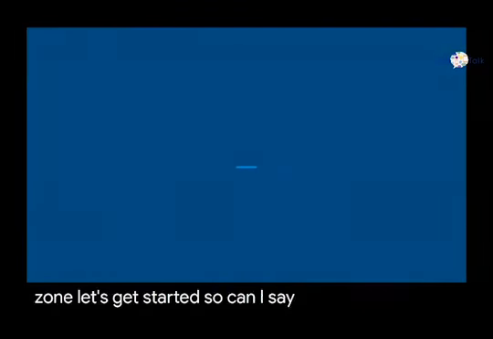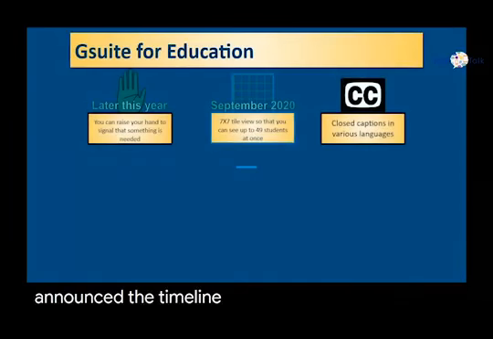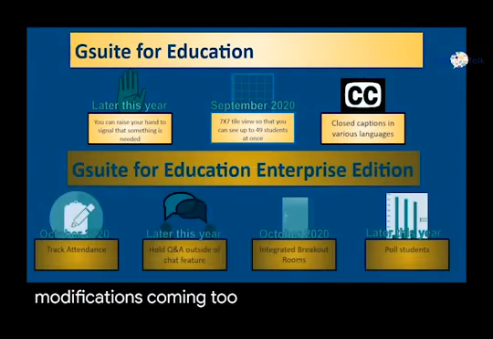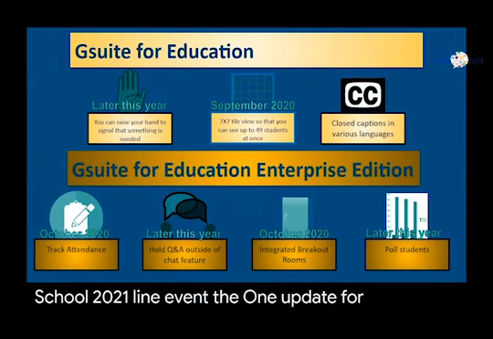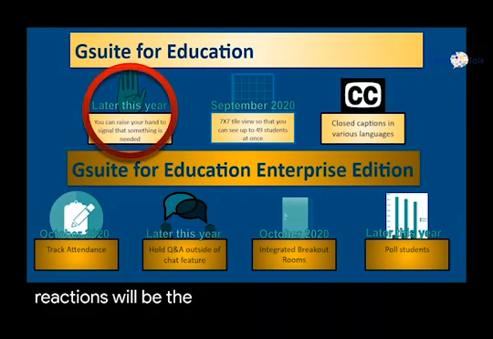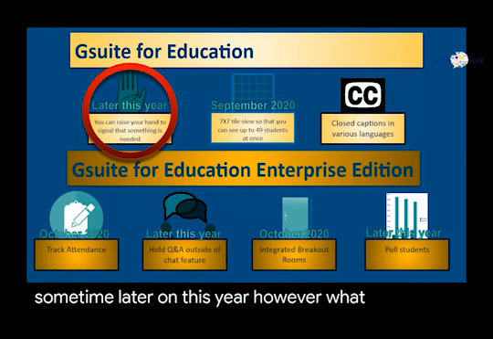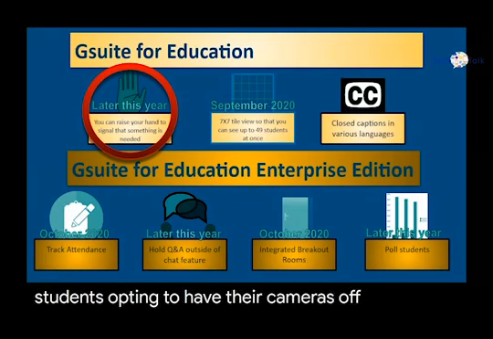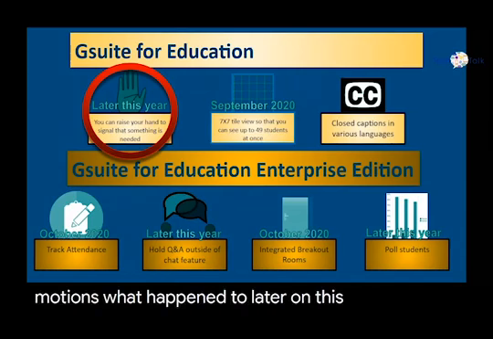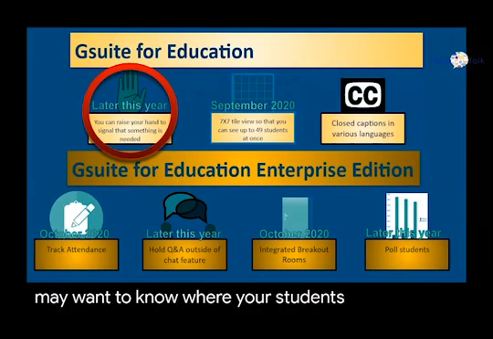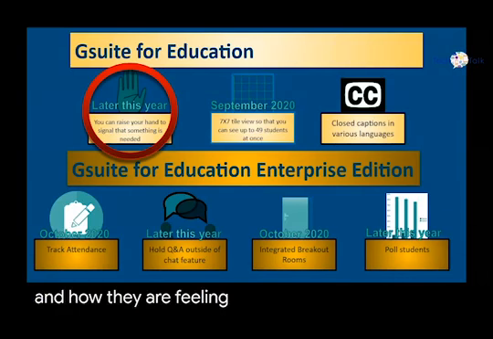So, as I said earlier, Google has announced the timelines for several updates and modifications coming to Google Meet in the Anywhere School 2020 online event. The one update for student reactions will be the hand raising, which will come out sometime later on this year. However, with some students opting to have their cameras off for various reasons, I would like to see a wider range of emotions. Plus, this won't happen until later on this year, and you may want to know where your students are and how they are feeling right now.